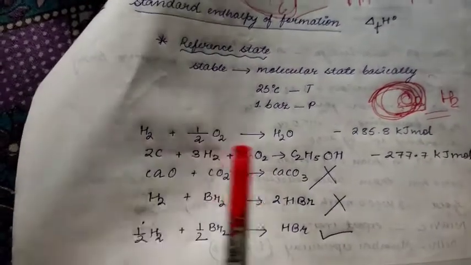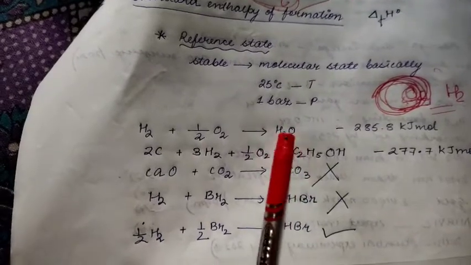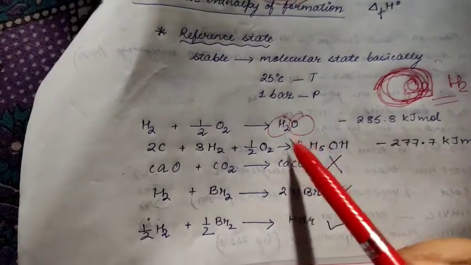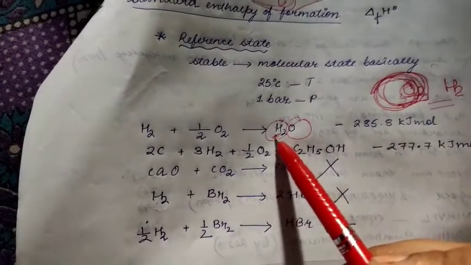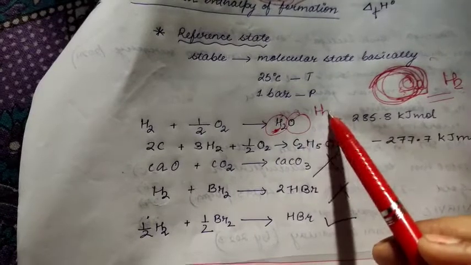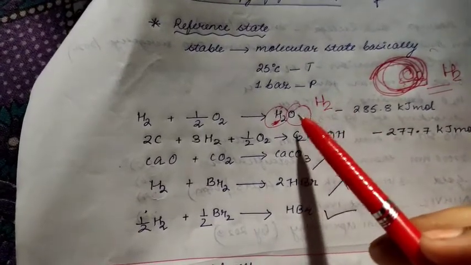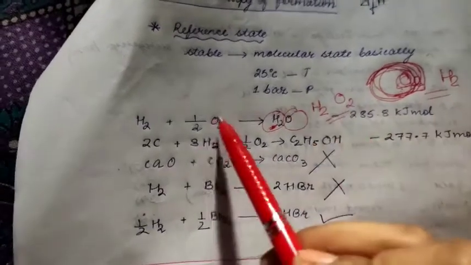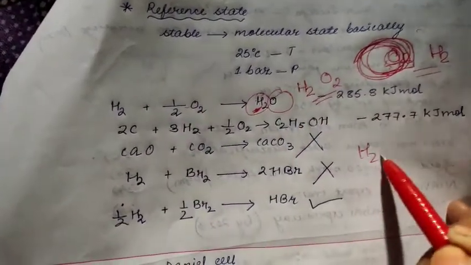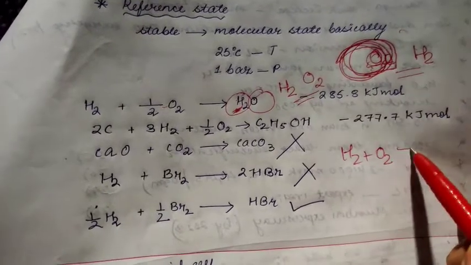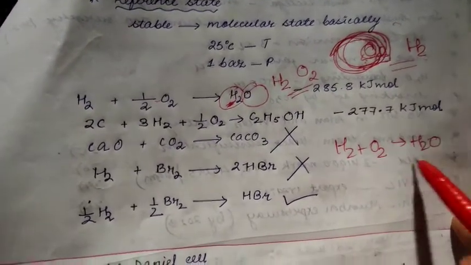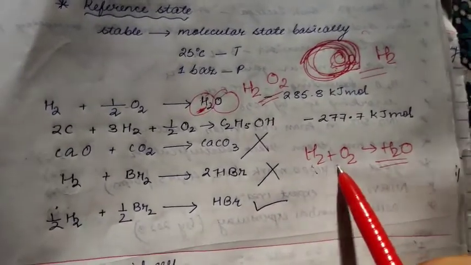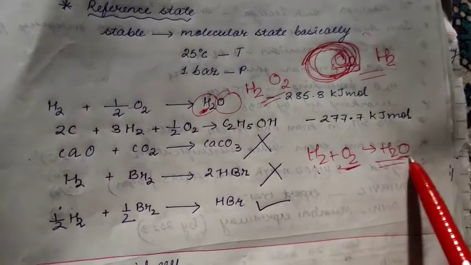For example, you take this reaction, water is a compound, H2O. What are the elements here? Hydrogen and oxygen. What is the reference state for hydrogen? It's H2, okay. Then for oxygen, it's O2, right? So H2 plus O2 gives H2O, right? But if you try to see here, this side has 2 oxygen and here one oxygen.